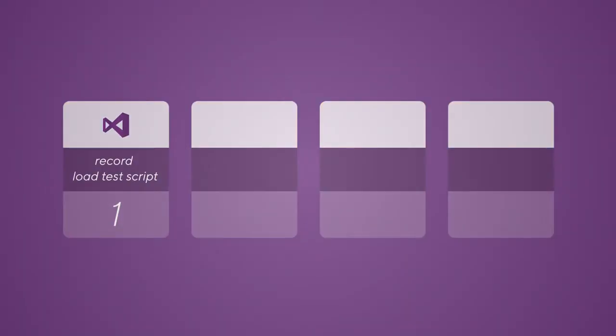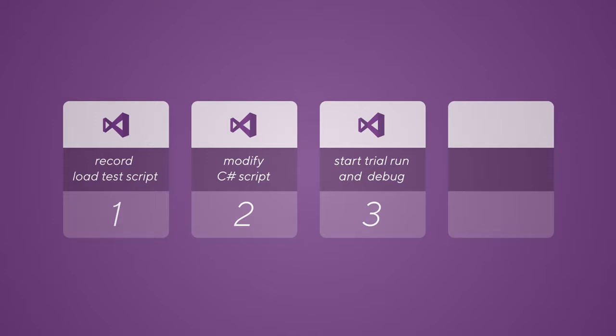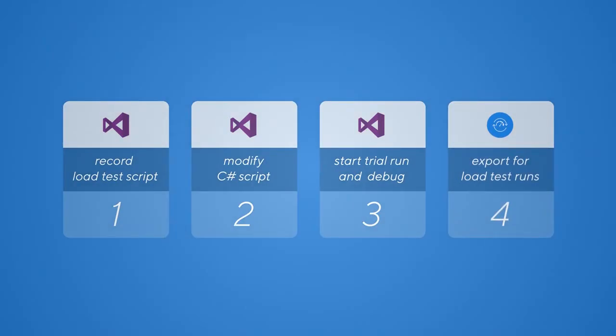In this video, we're going to record a load test script directly from within Visual Studio. Then we'll modify the generated C# script using Visual Studio's editor. Next, we're going to start a trial run from within Visual Studio and use the debugging tools. And finally, we will export the script to the Silk Performer workbench for our actual load test runs.